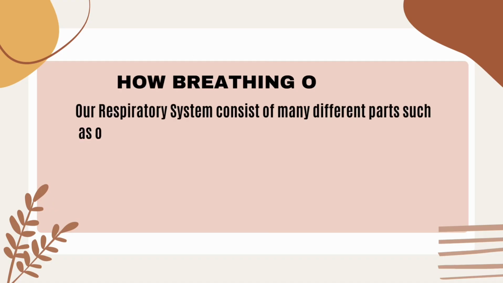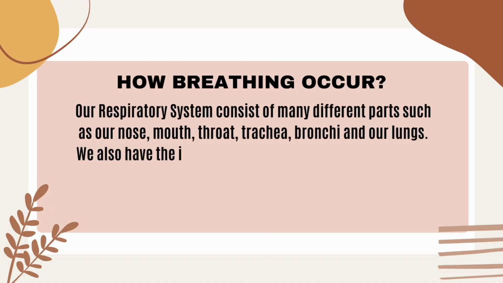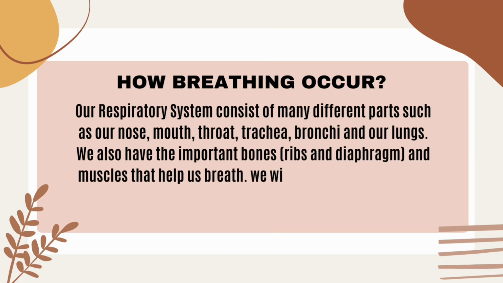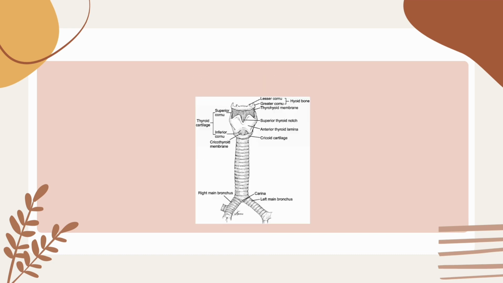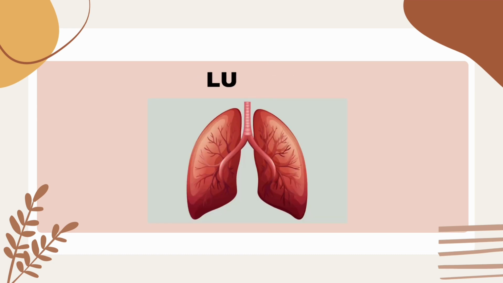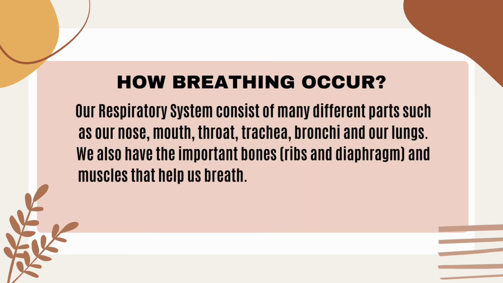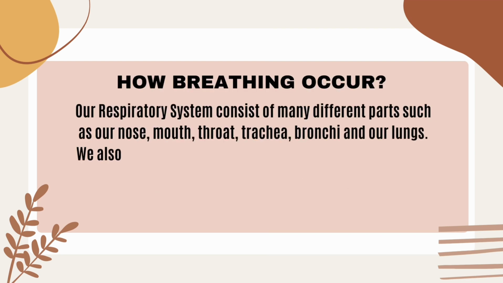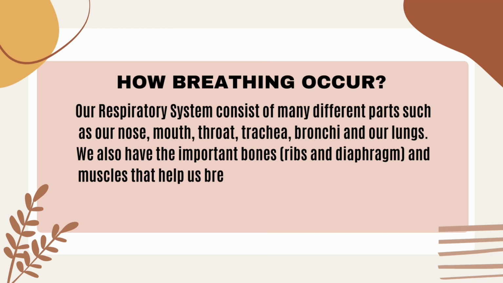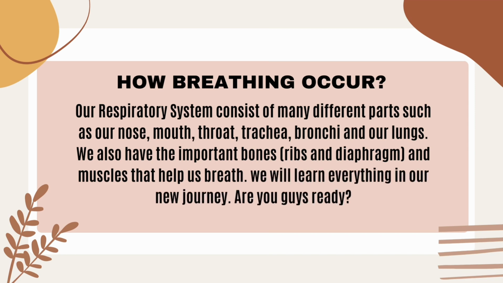How breathing occurs. Our respiratory system consists of many different parts such as our nose, mouth, throat, trachea, bronchi, and our lungs. We also have the important bones such as ribs, and the diaphragm and muscles. They help us breathe. We will learn everything in our journey. You guys ready?